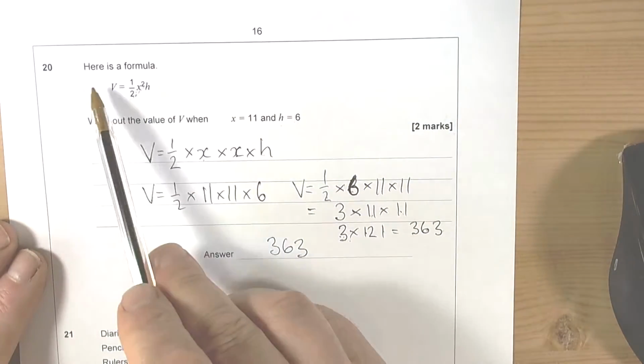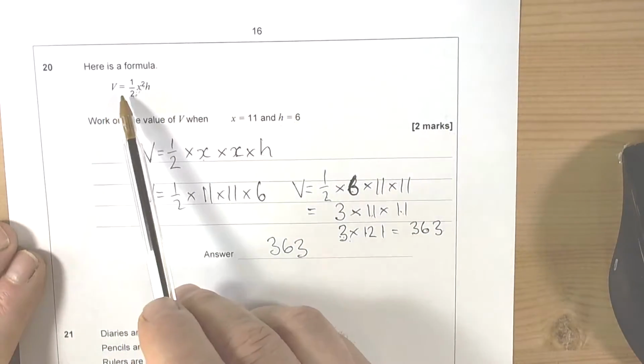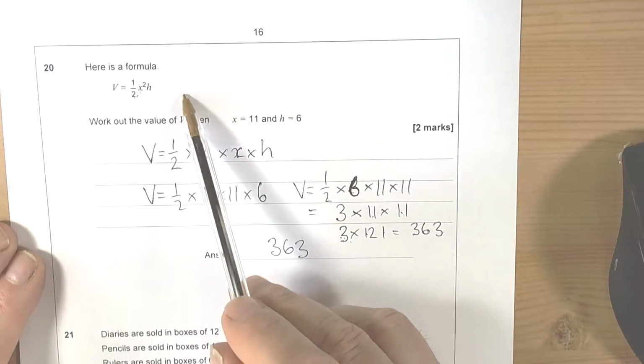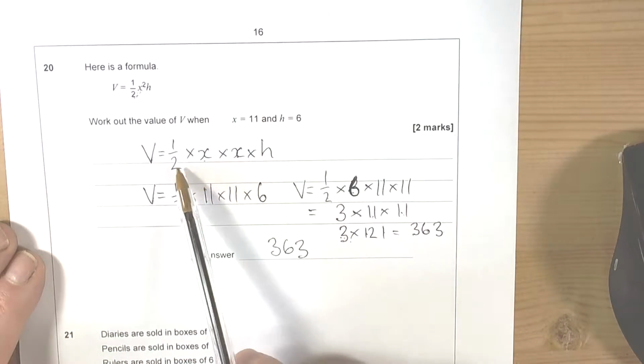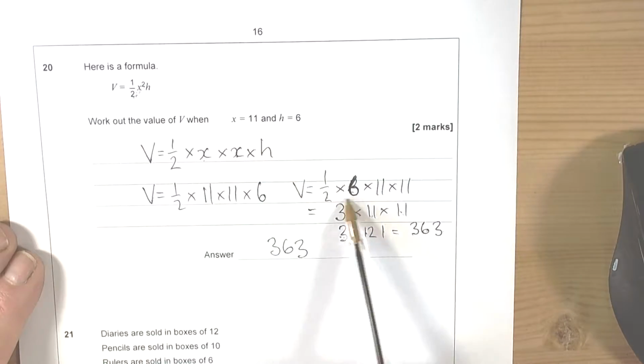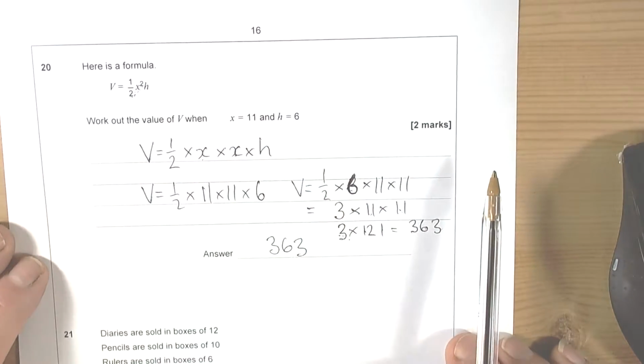So advice when you're using a formula and substituting numbers in is write the formula out in full, putting all the multiplication signs back in. If there was division involved, then also put a divide sign in. And then substitute the values given for each of the letters and then do the calculation in the appropriate way.